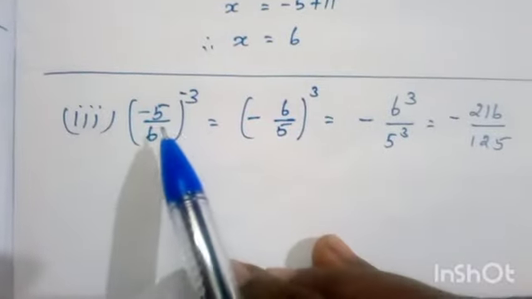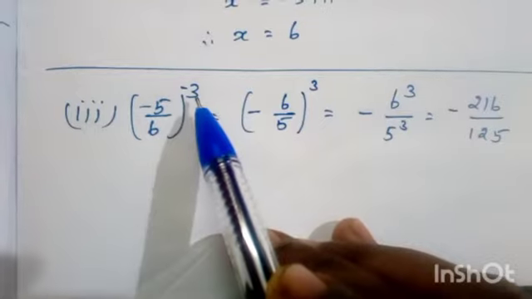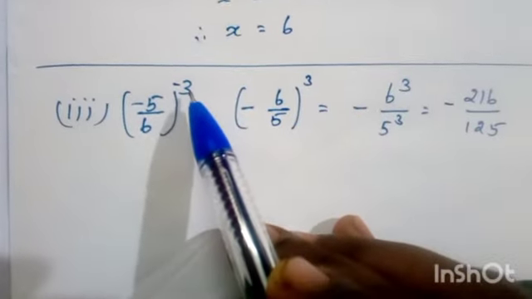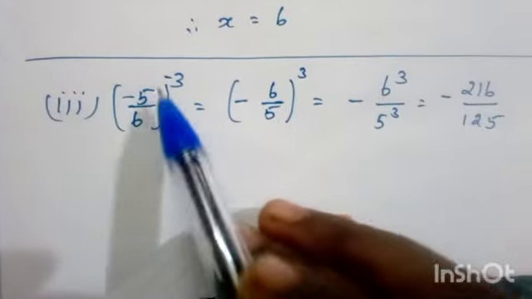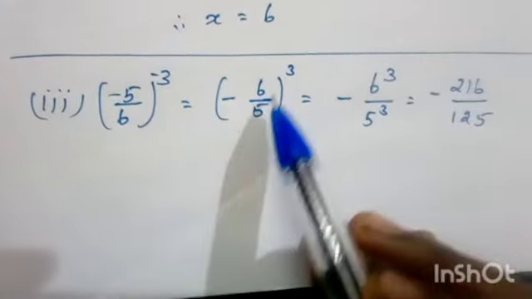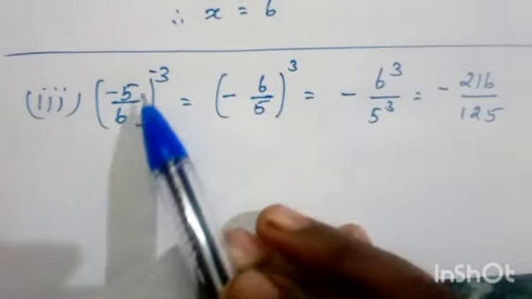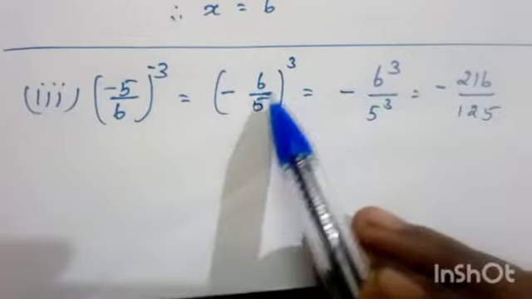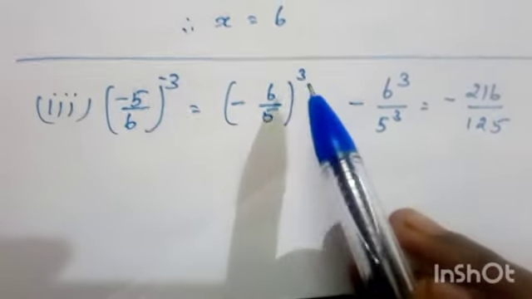Listen, this (minus 5 by 6) whole power minus 3, like the previous problem, has a negative power. So the short method, we will follow this. You have to take a reciprocal of this fraction number. For minus 5 by 6, the reciprocal is minus 6 by 5. In the reciprocal, the sign doesn't change. Whole power 3, this minus 3 becomes plus 3.